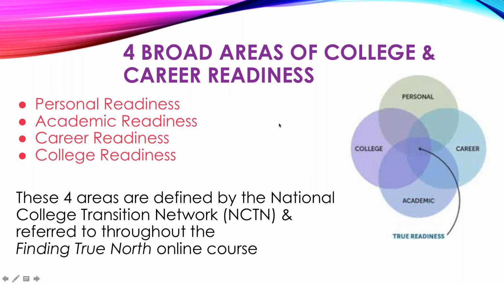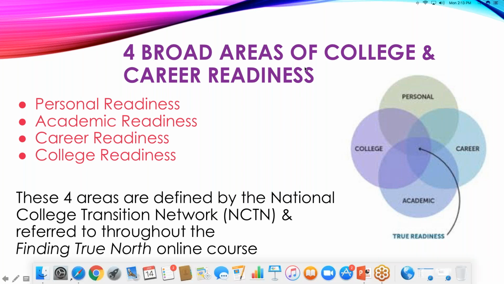So in the Finding True North course, and in other materials that I've encountered through NCTN, the National College Transition Network, they define college and career readiness as having 4 areas. So there's personal readiness, academic readiness, career readiness, and college readiness. And of course, then true readiness is right in the center of those 4 circles. When our students have developed competency in all 4 areas, that would be true readiness.